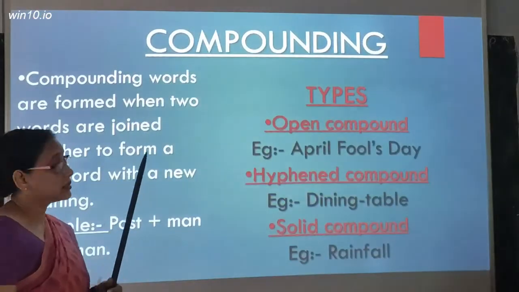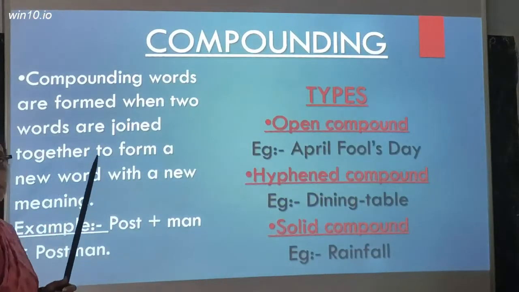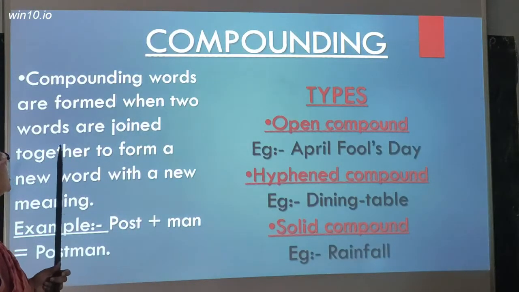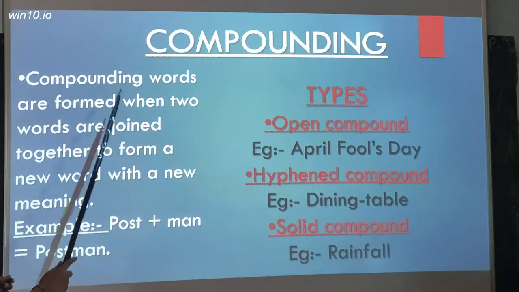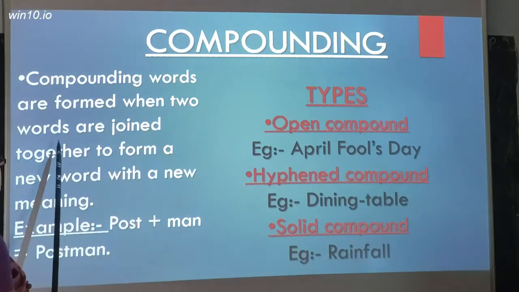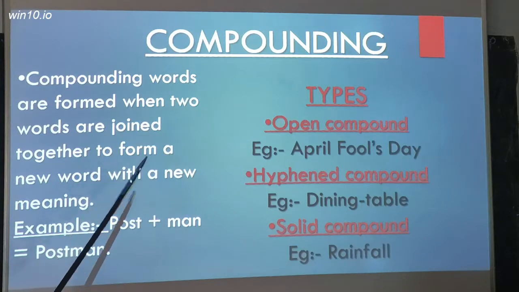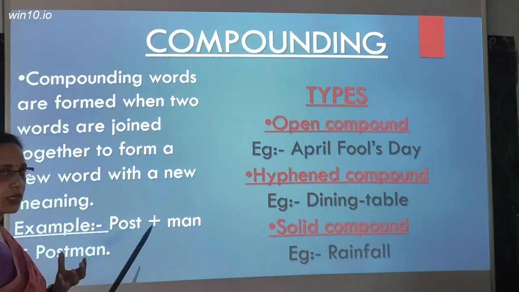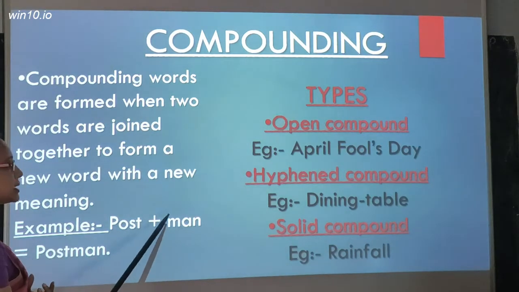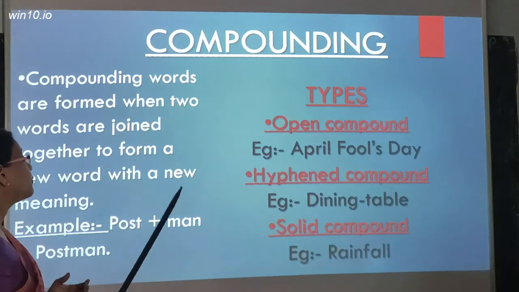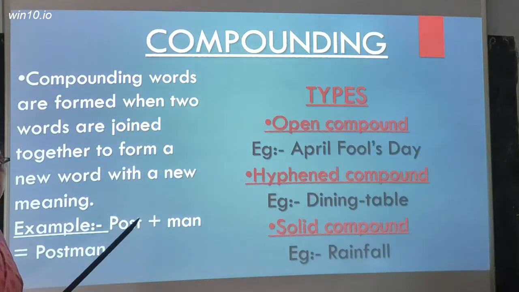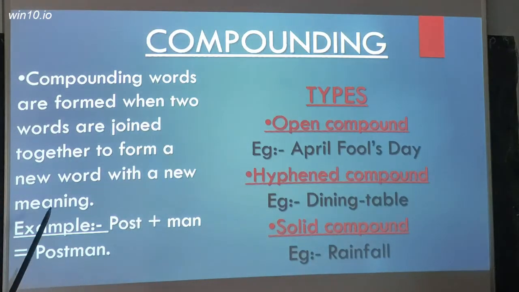Now let's see what is compounding. The process of compounding: compound words are formed when two words are joined together to form a new word with a new meaning. Here the example is "post." Post is a complete word in itself. Man is a complete word in itself. But when they join together, the new word formed is "postman."